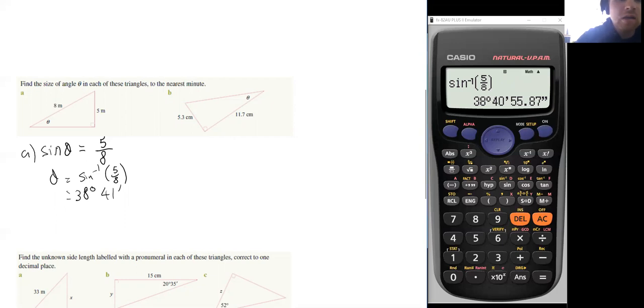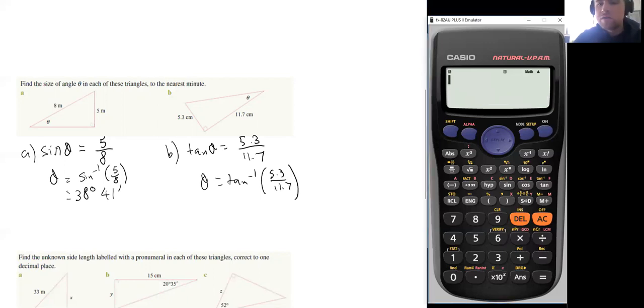Okay, for B, we've got to think which ratio we have. So first we look at the angle. We think we've got the opposite and we have the adjacent. So if we have opposite and adjacent, we're going to choose tan. So it becomes tan theta equals opposite, which is 5.3, over adjacent, which is 11.7. And then rearrange, so it becomes inverse tan 5.3 over 11.7.